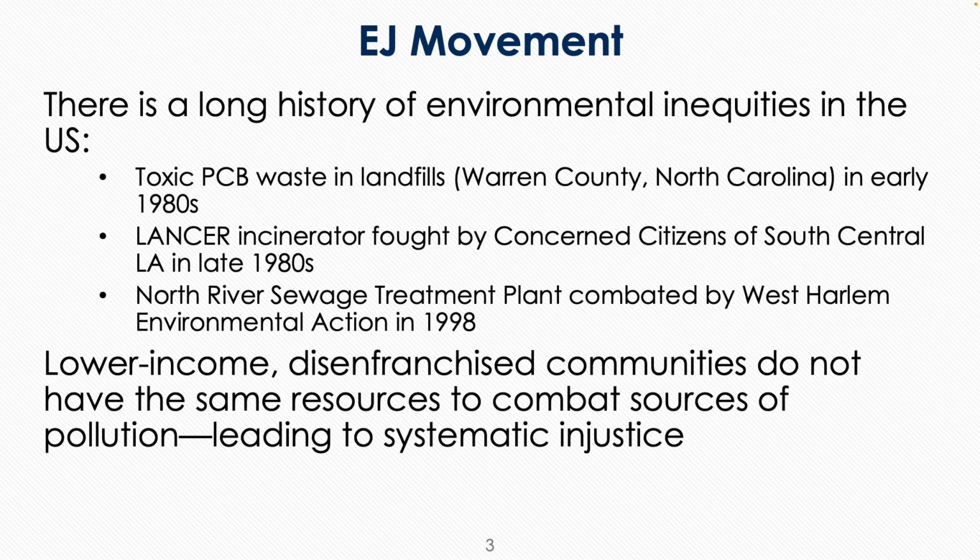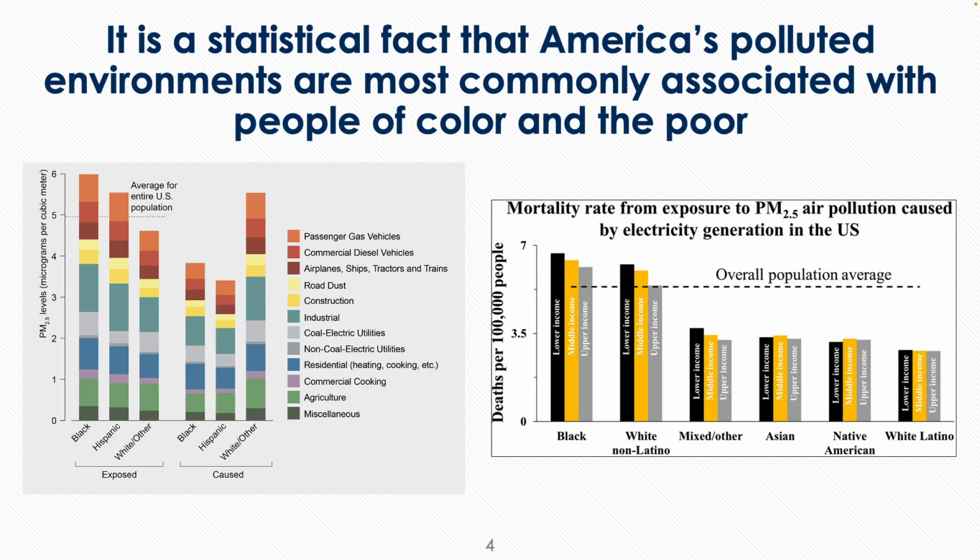So those are a couple of qualitative examples, but it's a statistical fact that a lot of the polluted environments are most commonly associated with people of color. So we can see this on the left-hand side here, cost and exposure. Across different sectors, like transportation here, construction, industrial, electric utilities, and then from end use in residential, cooking, agriculture, right?